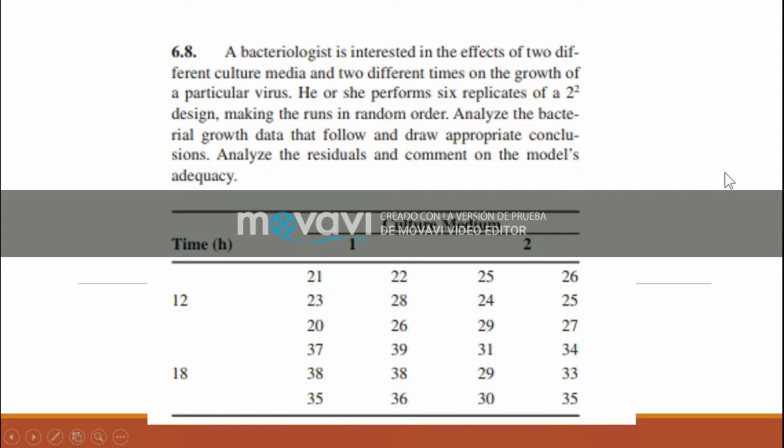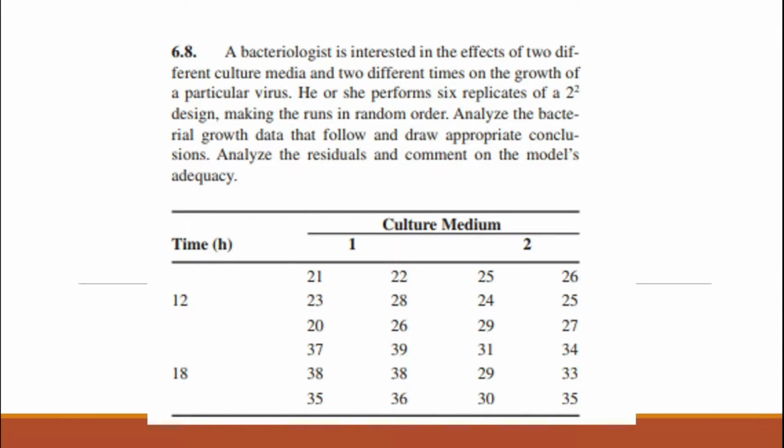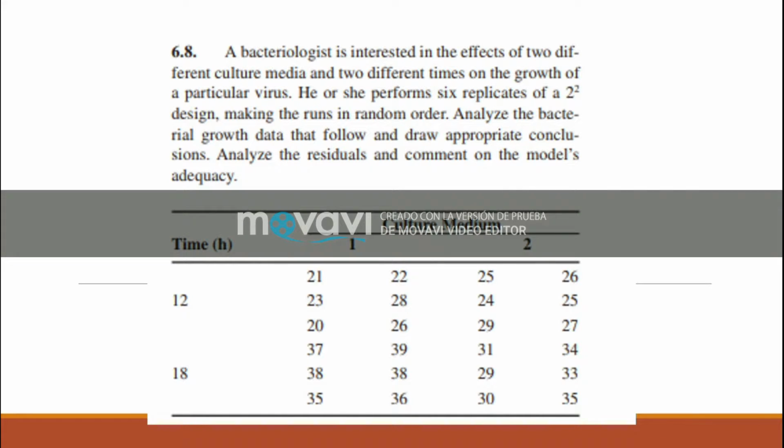So in the topic of our class, we are set to do this example. A bacteriologist is interested in the effects of two different culture media and two different times of growth of a particular virus. Here she performs 6 replicates of a 2x2 design, making the runs in random order. Analyze the bacterial growth data that follows and draw appropriate conclusions. Analyze the residuals and comment on the model adequacy.